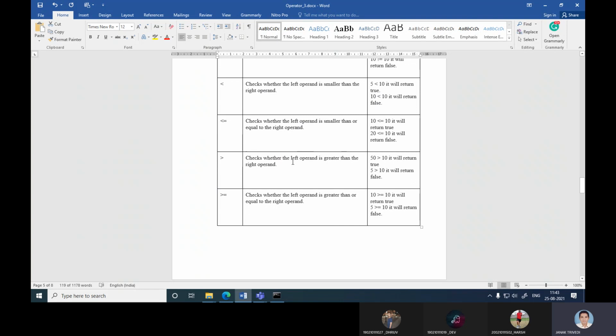Then greater than: check whether the left operand is greater than the right operand. So 50 greater than 10, that is correct. So it will return true. And 5 greater than 10, this is false. So it will return false.